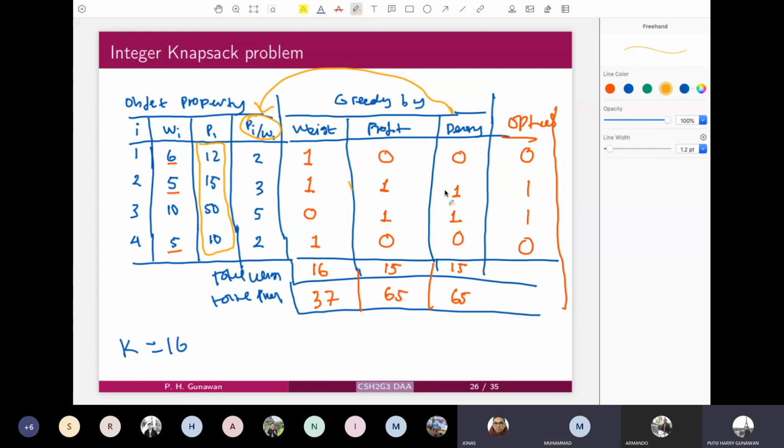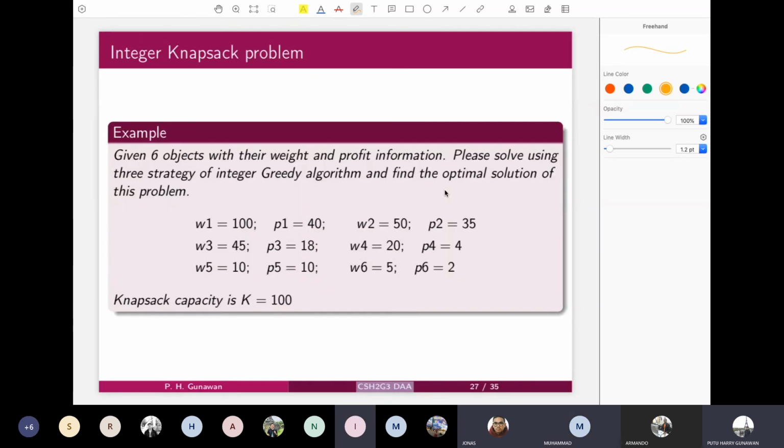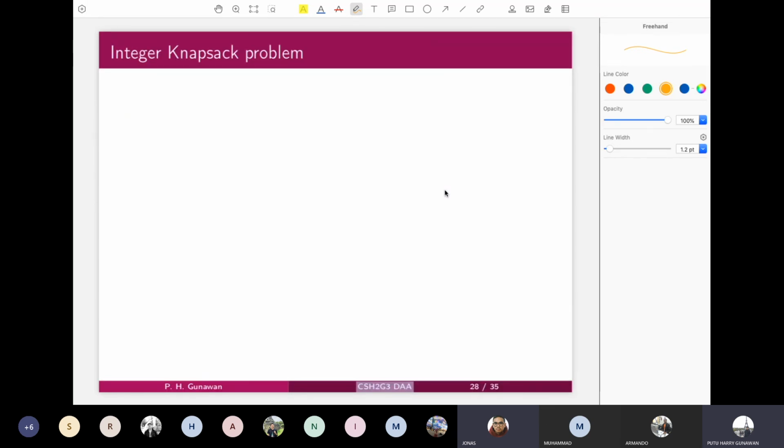Okay. Now go back to the... Okay, this is another example. The example we have has 6 objects, and we would like to find the solution. So I will go quickly.